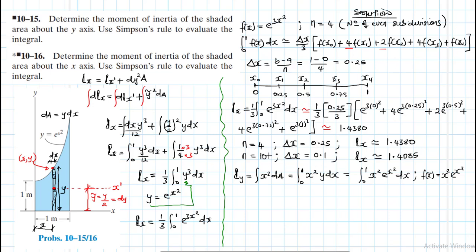Applying the same technique, Simpson's method, I took n equal to 10 here directly, which I'll not show, and our dx, the size of the strips, was 0.1. When I did so, I found that my moment of inertia about the y-axis was approximately equal to 0.6279.